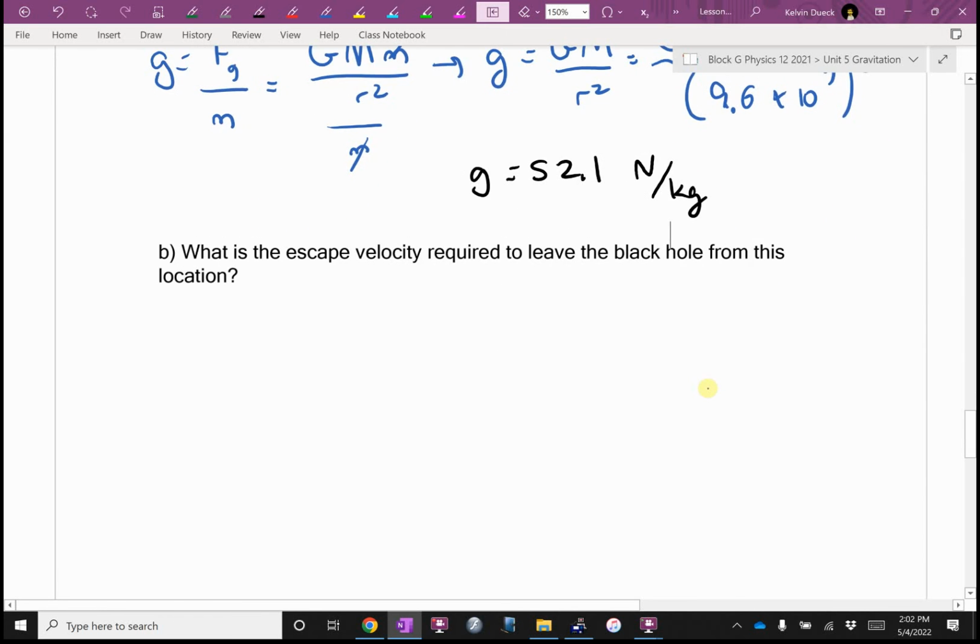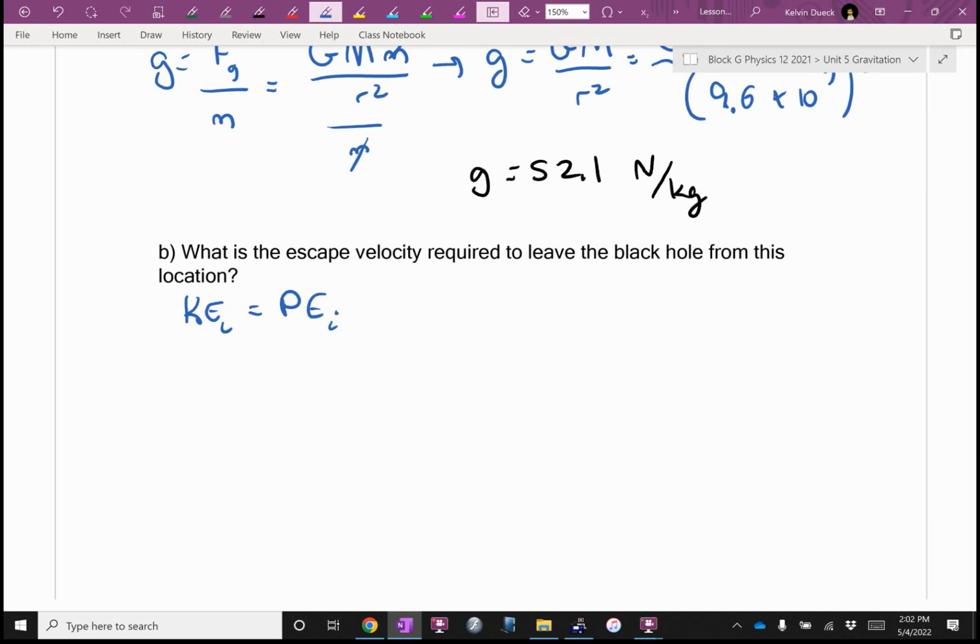B asks, what's the escape velocity? Again, we derive it from conservation of energy. If you're looking for a bit of a shortcut, what we're really saying is this. All of your kinetic energy from the rocket has to be turned into potential energy. Well, no, that's not quite what's happening. It's your initial kinetic and your initial potential have to be the same, so you end up with no energy. It's a little bit weird.